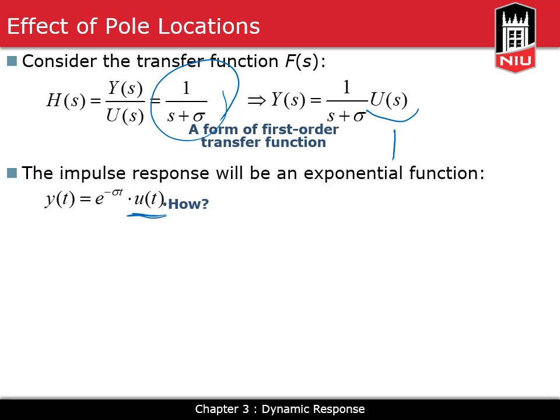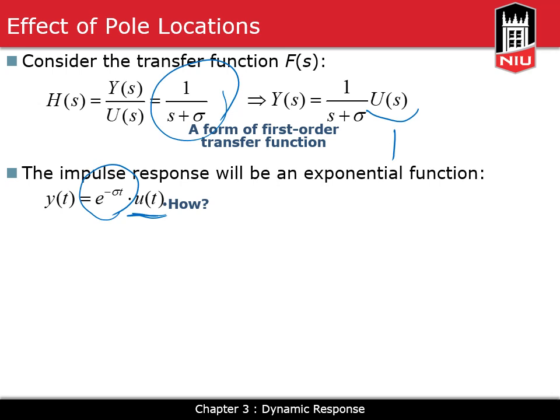This u of t here is the unit step function. You can also eliminate that. This is the important part: e to the power of negative sigma t. What is the significance of this? We want to look at how the pole will affect the response.